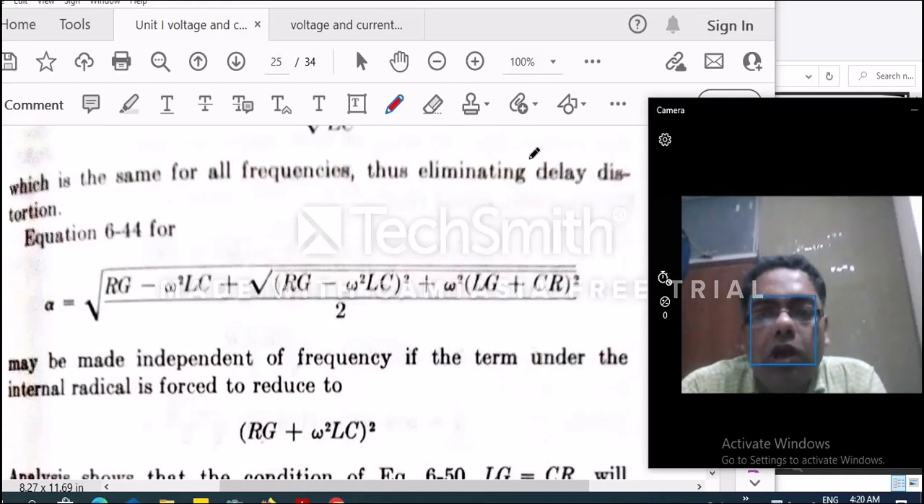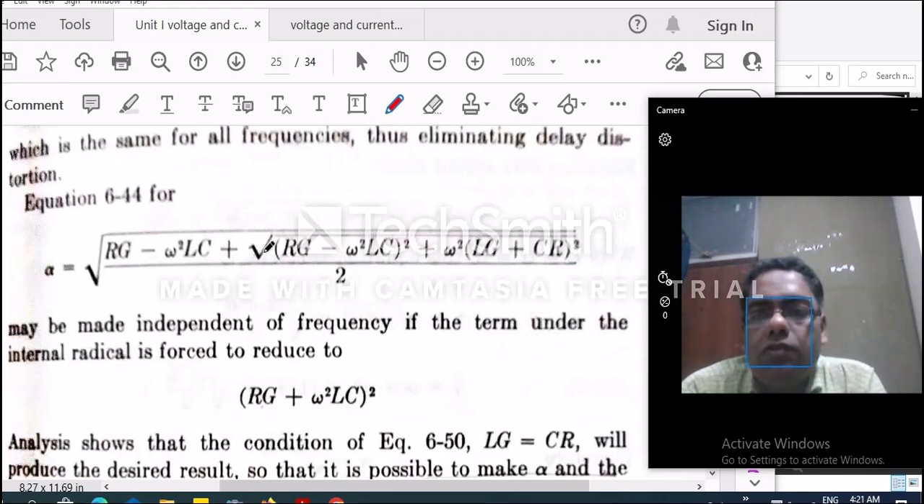Now let us see how to avoid frequency distortion. Frequency distortion means different frequency components are attenuated in a different way, because alpha is a function of frequency. The attenuation constant alpha is a function of frequency. So if you see the expression of alpha that we have, how do we make this alpha independent of frequency?